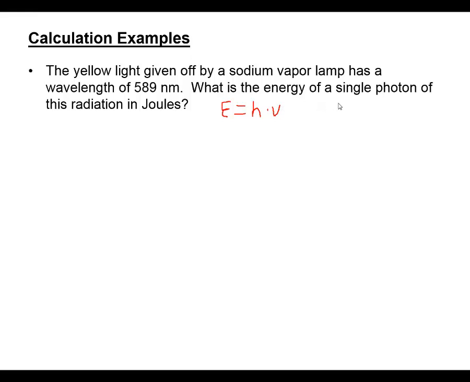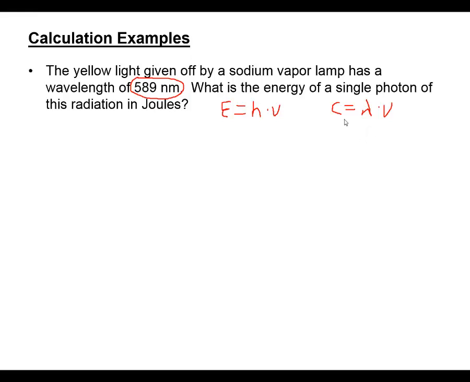We know that the speed of electromagnetic radiation, c, 3.00 times 10 to the 8th meters per second, is equal to wavelength, Greek letter lambda, times frequency, Greek letter nu. Here I want to relate wavelength to energy because we were given wavelength, not frequency. So I have two options here.